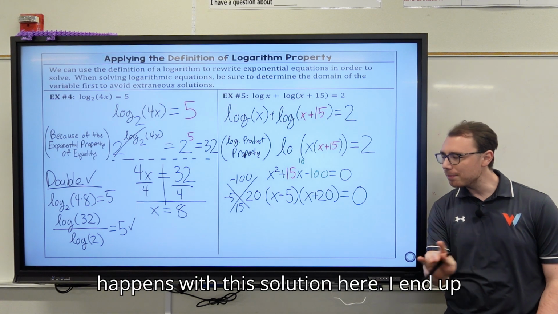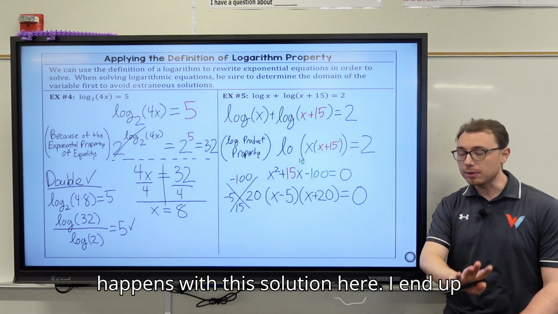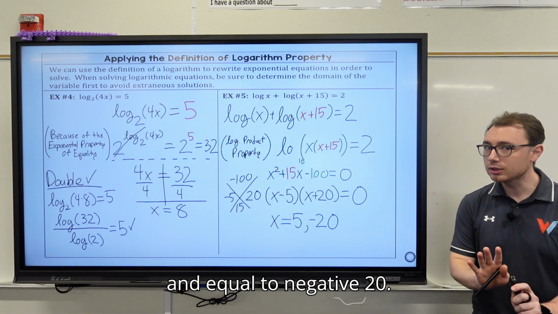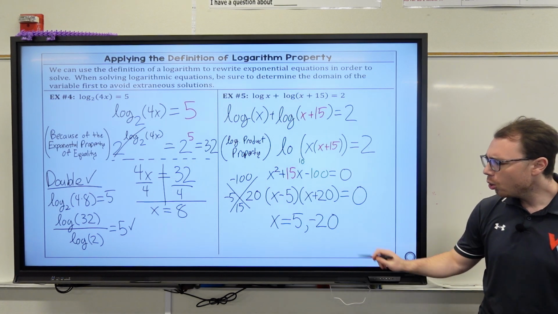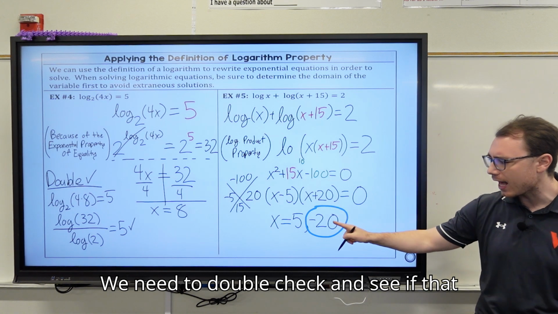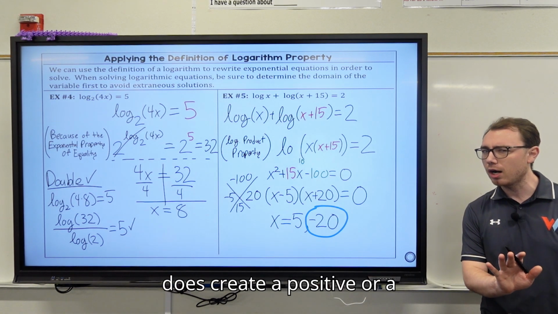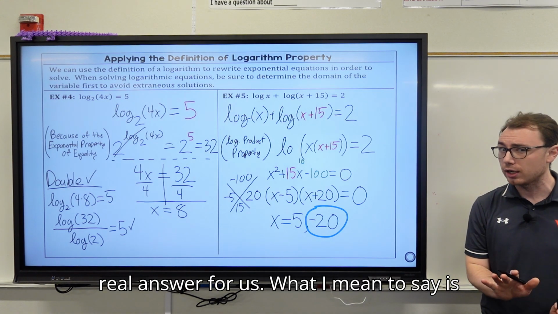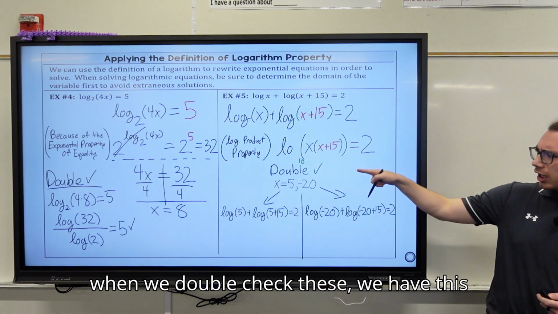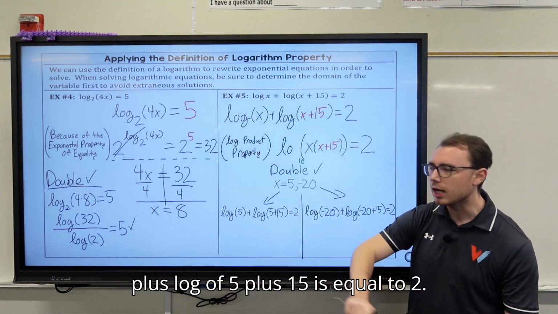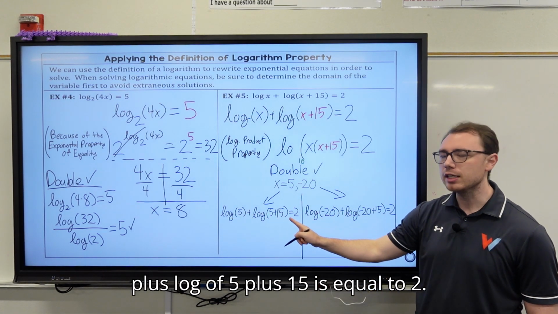Now, look what happens with this solution here. I end up getting 2 solutions: x is equal to 5 and x equal to negative 20. We need to double check and see if that negative 20 actually creates a positive or a real answer for us. What I mean to say is, when we double check these, we have this case here where we're taking the log of 5 plus log of 5 plus 15 is equal to 2.